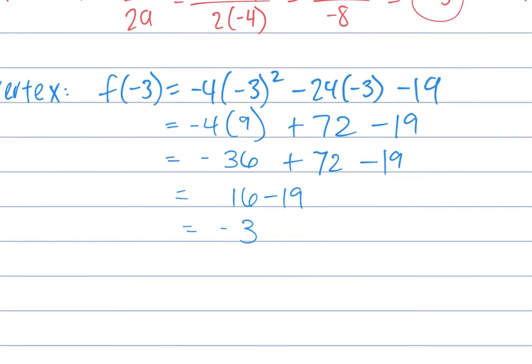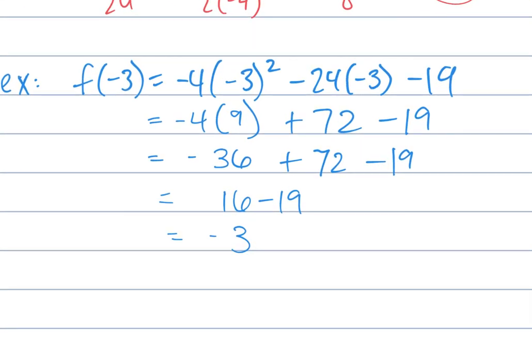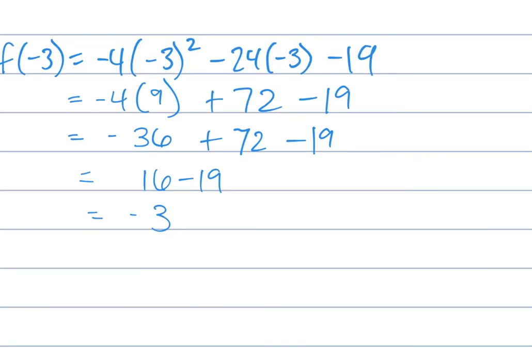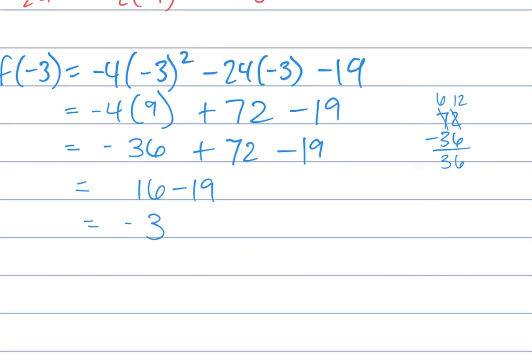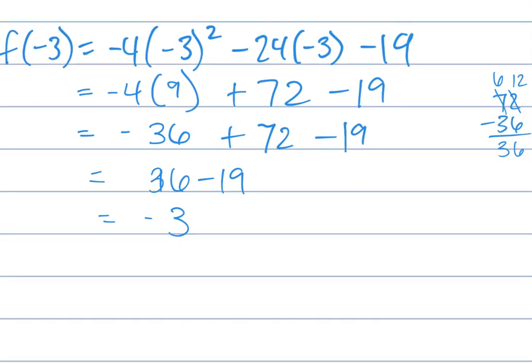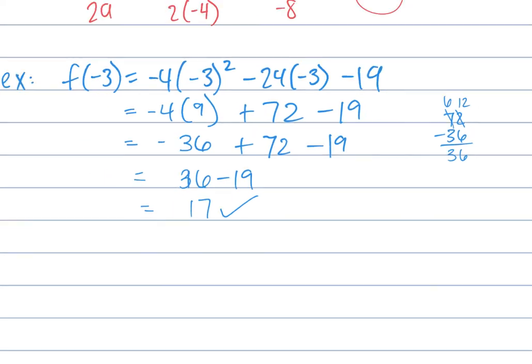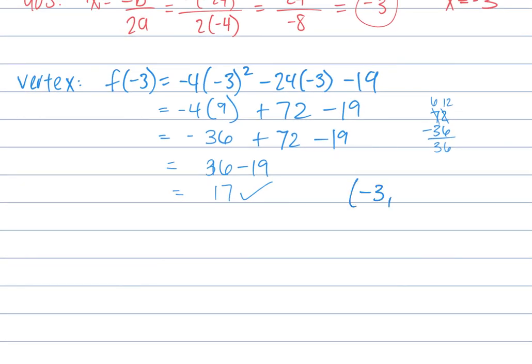You're close, but I disagree. It's not 16. Let's do that one. So let's do 72 and subtract 36 from it. Do you agree we would have to borrow? This would become a 6, this would become a 12. 12 minus 6 is 6. 6 minus 3 is 3. So instead of that 16, that should be a 36. And what is 36 minus 19, guys? Yes, I got that as well. It should be 17. Do you see that, Isa? Okay.